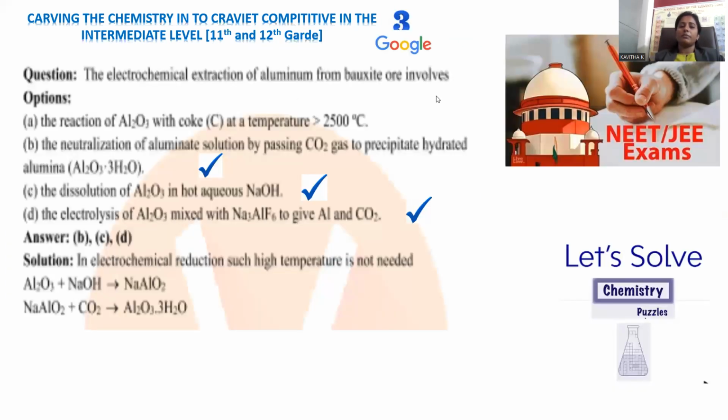Move on to question number 3. The electrochemical extraction of aluminium from the bauxite ore involves. This question is collected from the JEE Advanced Question Paper 2021, and the question came from the metallurgical process. Electrochemical extraction of aluminium from bauxite ore involves. Being it is the extraction process of aluminium. Aluminium is a lightweight metal, no? So that can be extracted from the most common ore called bauxite.